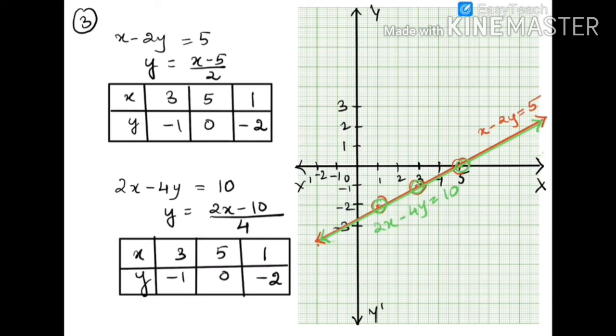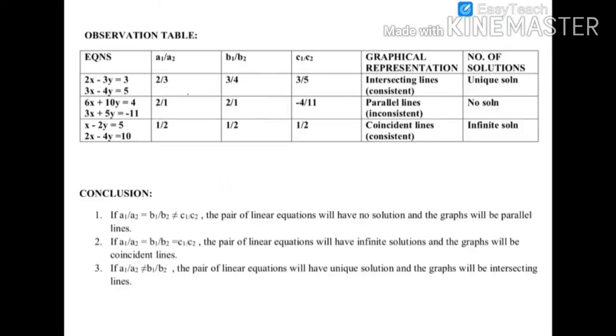So the third pair of linear equations represents coincident lines. After completing the graphs, draw this observation table and write down the ratios a1 upon a2, b1 upon b2 and c1 upon c2 for each pair of equations, and also write down the nature of the lines on the graph paper, whether they were intersecting, parallel or coincident.